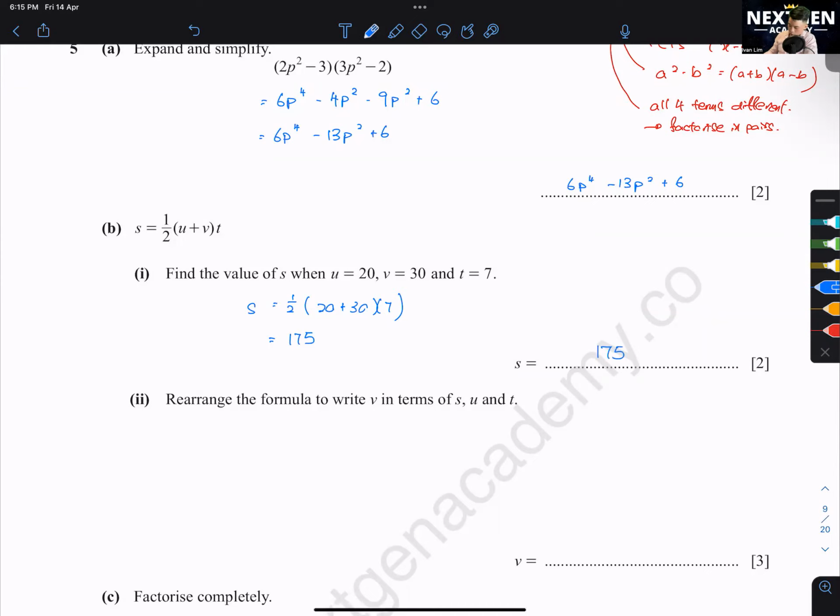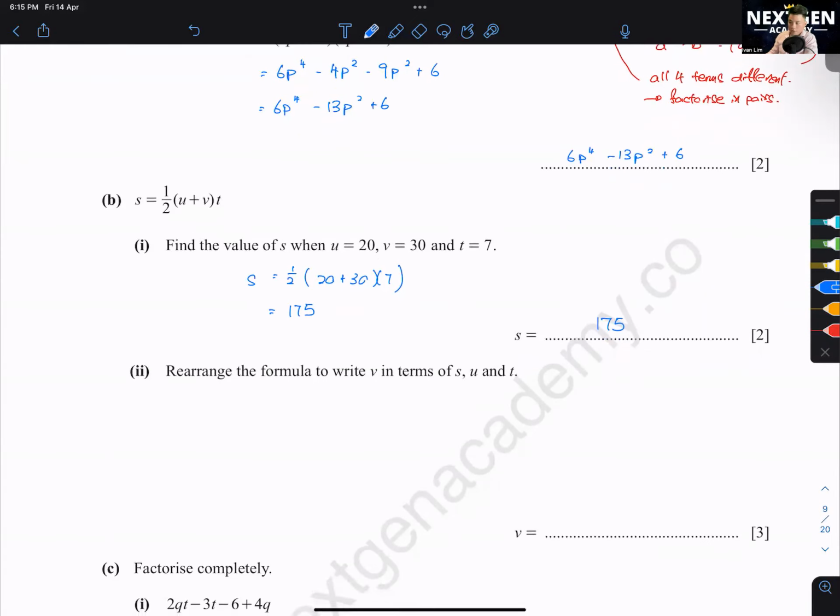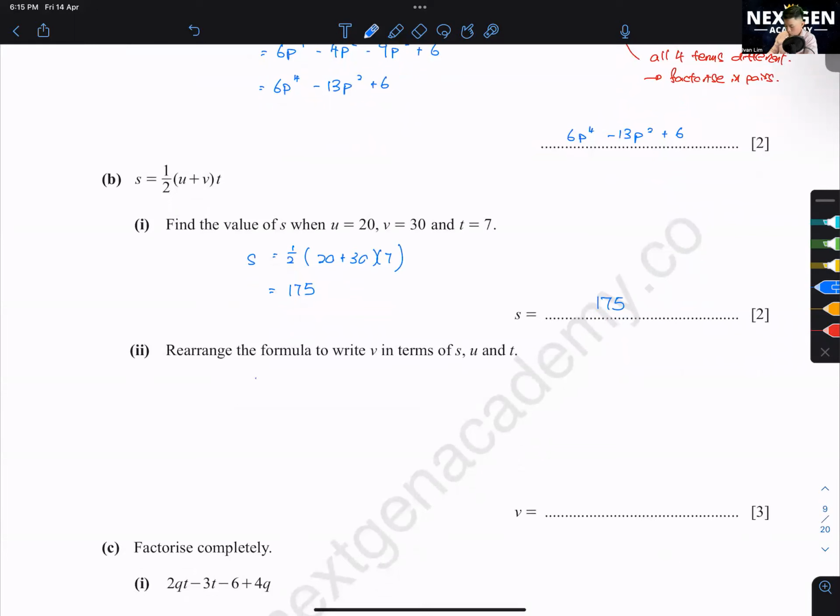Okay, rearrange the formula to write v in terms of S, u, and t. So this one, making v the subject. So S equals 1 over 2, (u plus v) t. Okay, this one, 2S over t equals u plus v. 2S over t minus u equals v. Okay, you can just leave it like this.